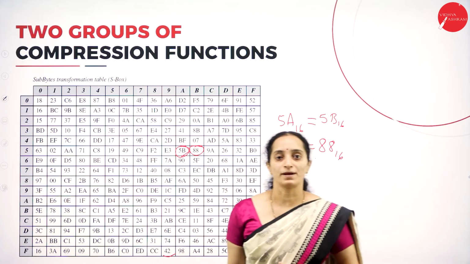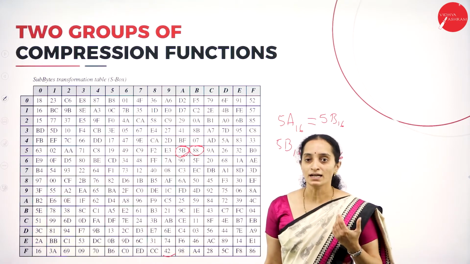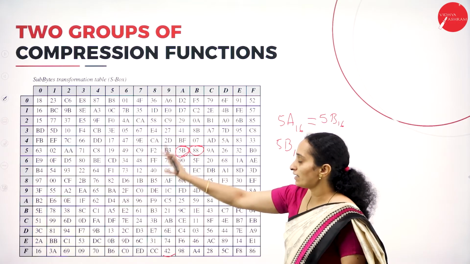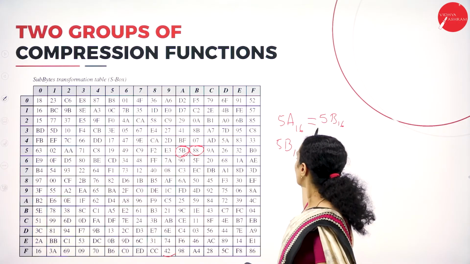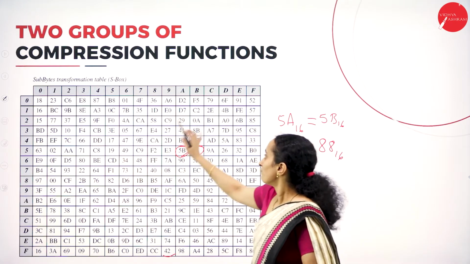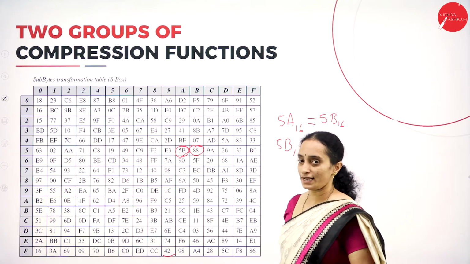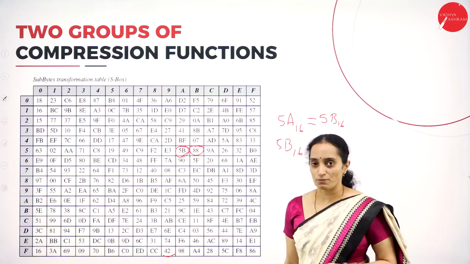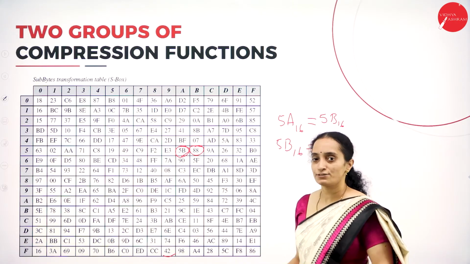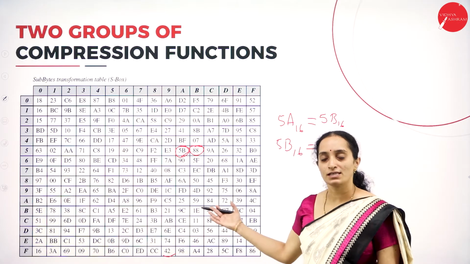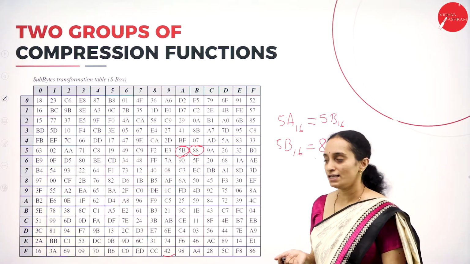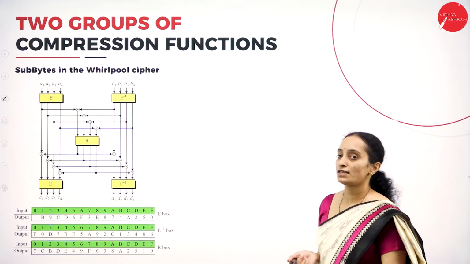So there is also inverse SubBytes, which is used in decryption. The same method is followed. If you take the same table, 5B will take 88. So we get the transformed table from the block. This is for the encryption process in Whirlpool as well as the AES cipher.